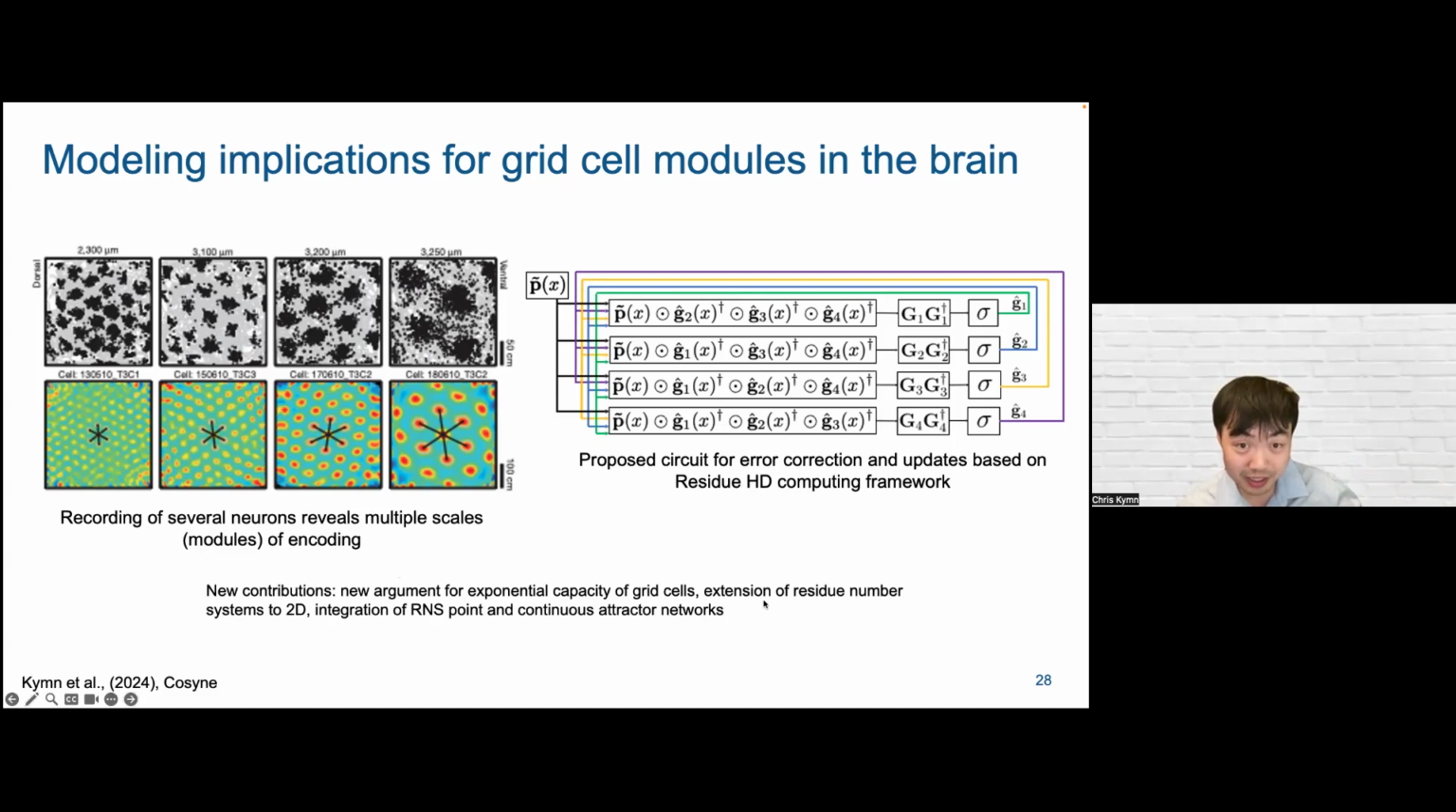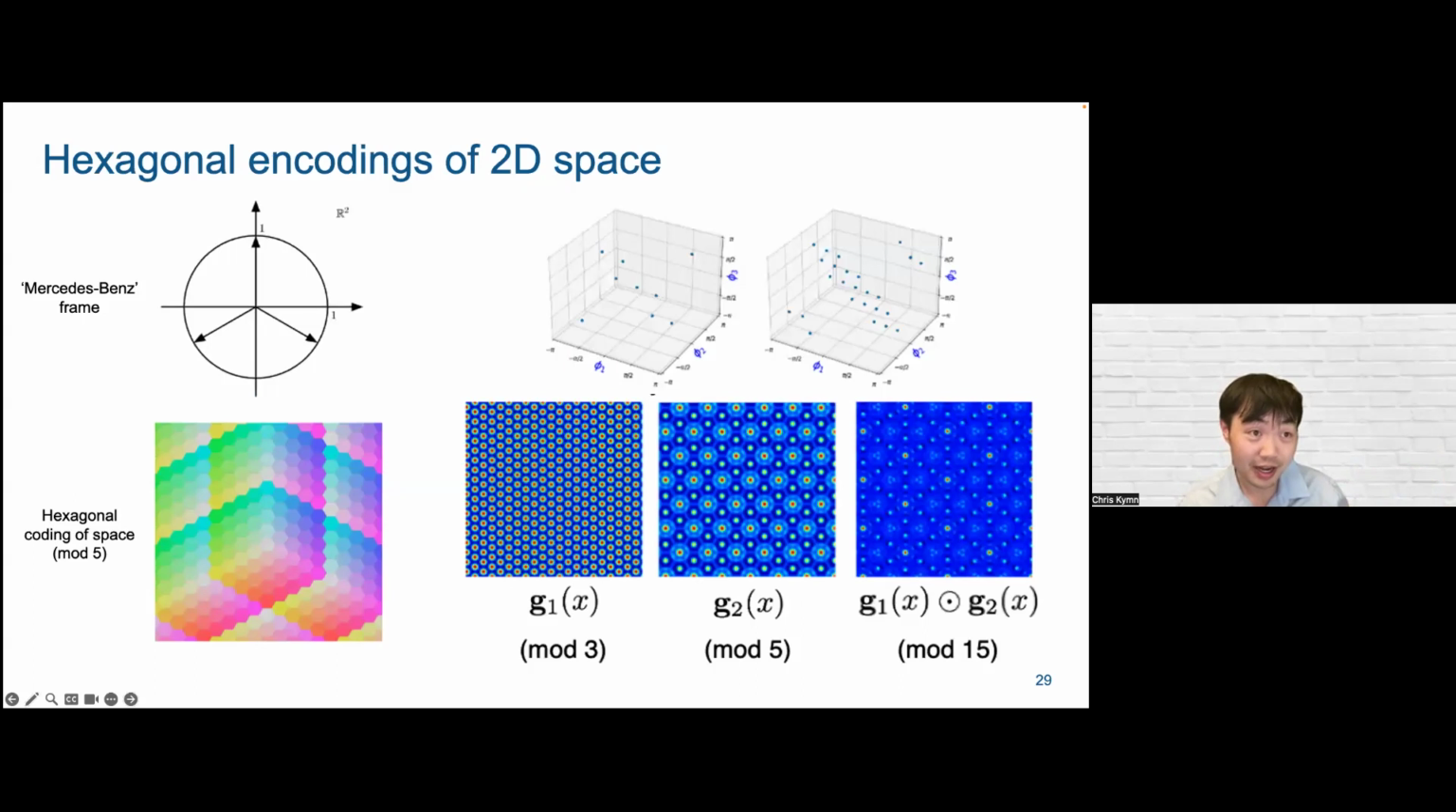To illustrate these points, I need to say, firstly, how does this integrate with continuous attractor networks? And how does this work in 2D? With the hexagonal encoding of 2D space, it's easy enough to generate an encoding of 2D space where we want points to lie on a square grid. But in a hexagonal system, what we want is for the tiling to be hexagonal. So this is a hexagonal encoding of space mod 5, where if we go 1, 2, 3, 4, 5, then it loops around back to the same color.